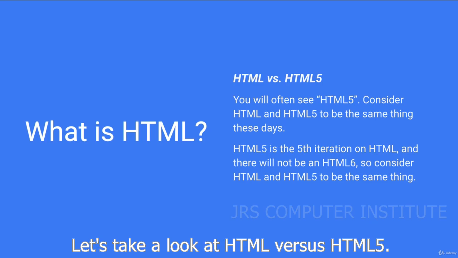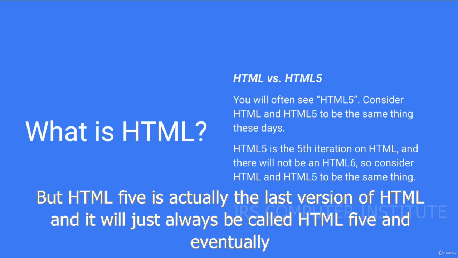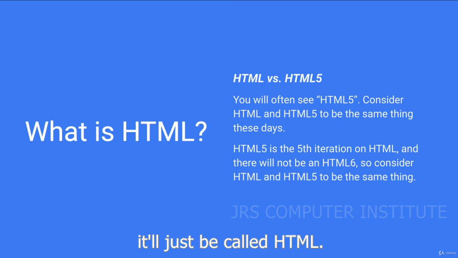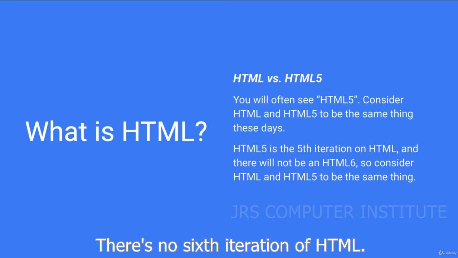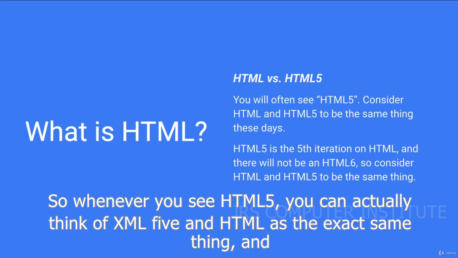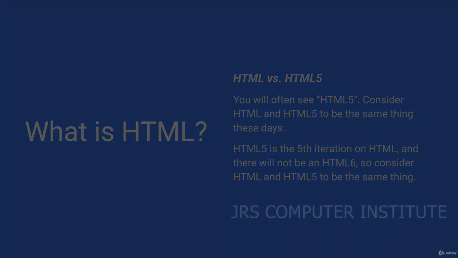Let's take a look at HTML versus HTML5. You will often see people say, learn HTML5, or HTML5 this, or HTML5 that. But HTML5 is actually the last version of HTML, and it will just always be called HTML5, and eventually it'll just be called HTML. So there's no HTML6 down the road. There's no sixth iteration of HTML. So whenever you see HTML5, you can think of HTML5 and HTML as the exact same thing, because they are the exact same thing.